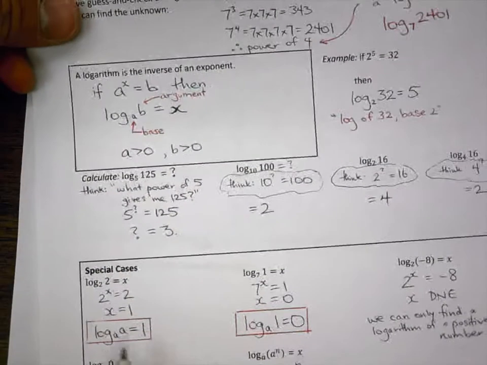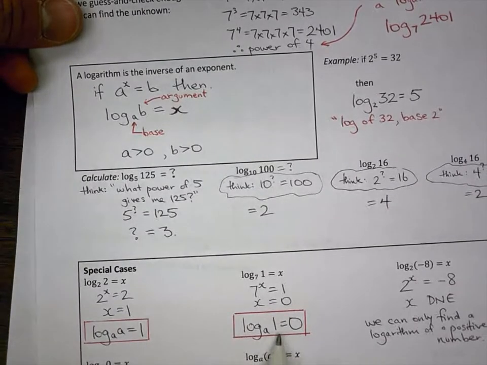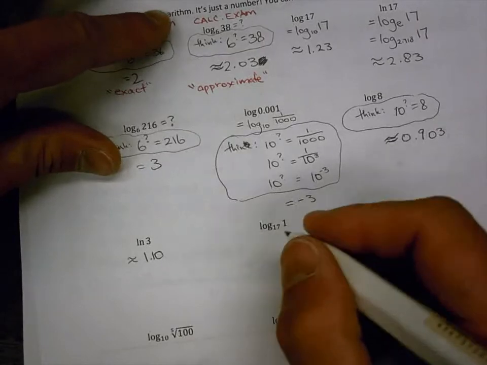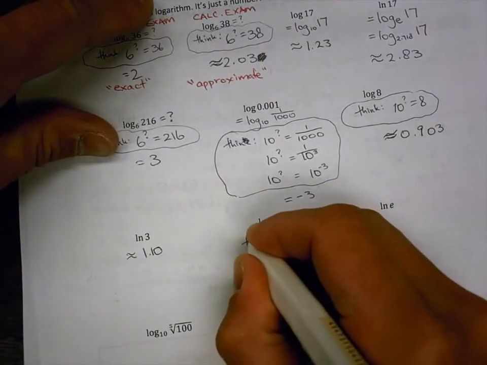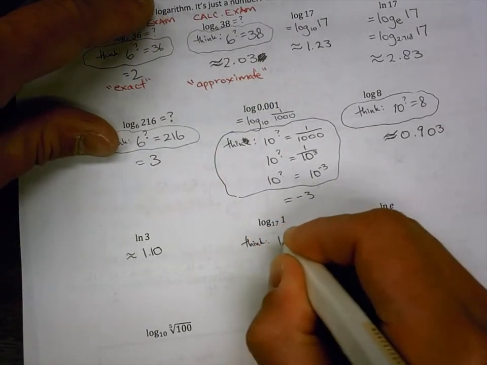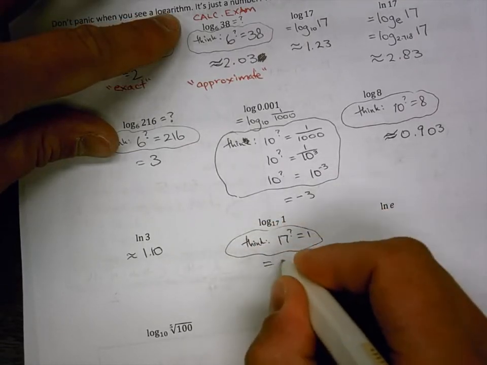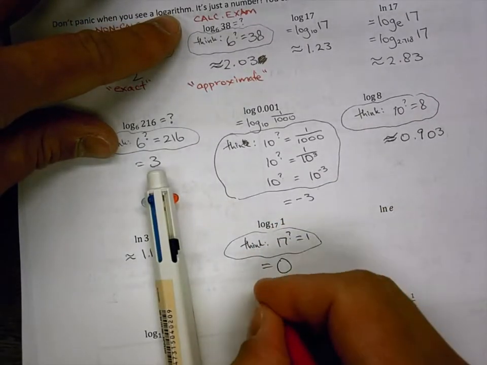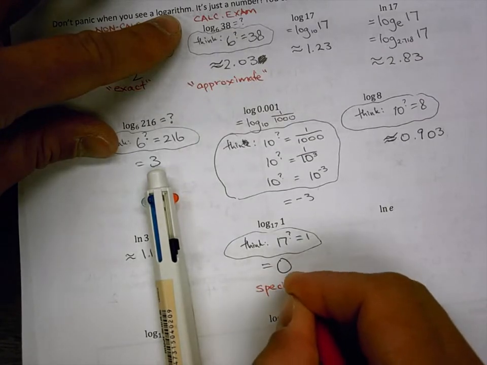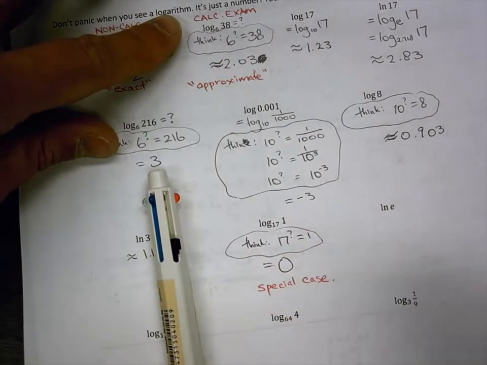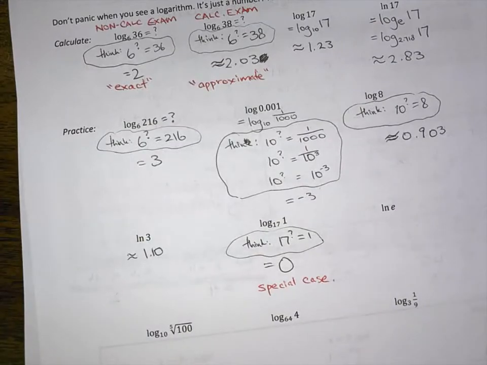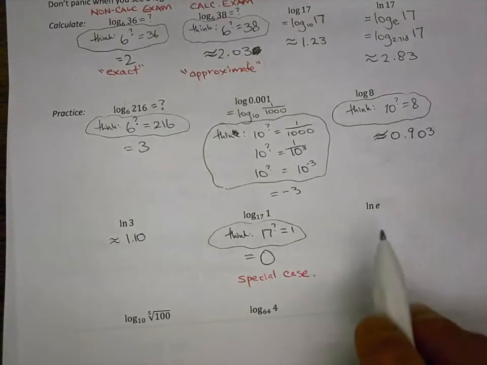And here, log 1, that was some special case. Let's go back. Log of 1, it doesn't matter what the base is, it's always 0. So this is 0. If you want, I could rewrite it: 17 to the power of what equals 1? I'm just going to write special case. Now my nightmares are coming true.